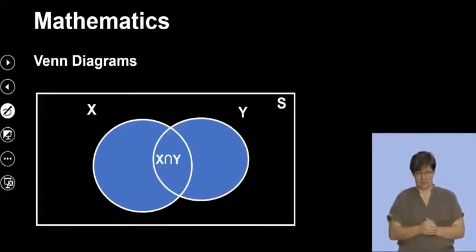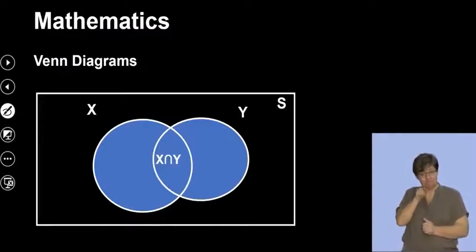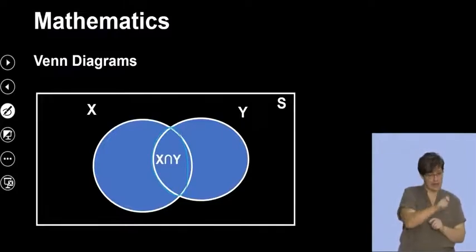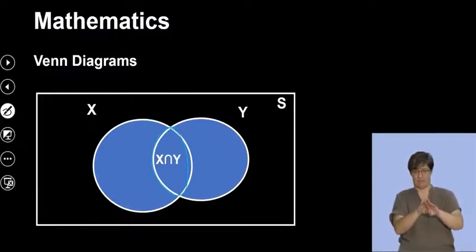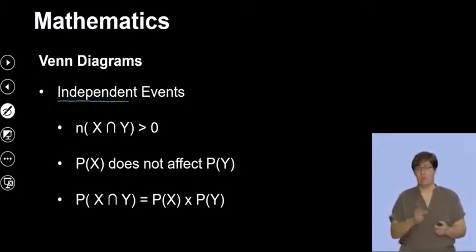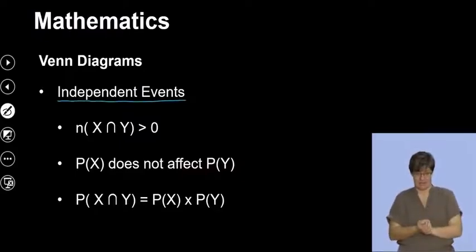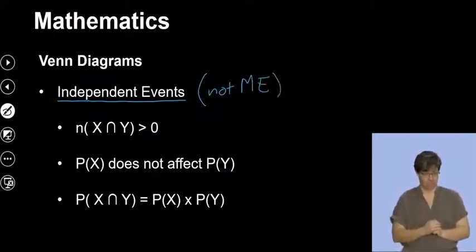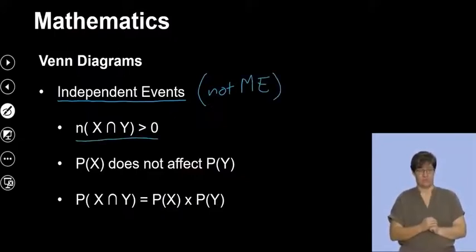We recognize in this situation that the focus is on the intersection between x and y. And we want to ask about the nature of that intersection. What I need you to understand is that there are two types of events. Events which have an intersection, they are not mutually exclusive. They do have an intersection.